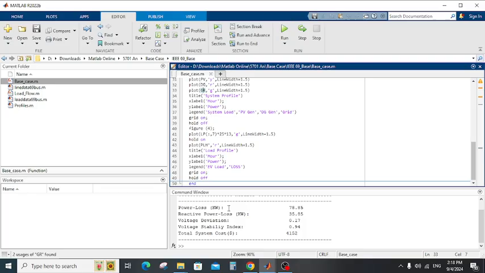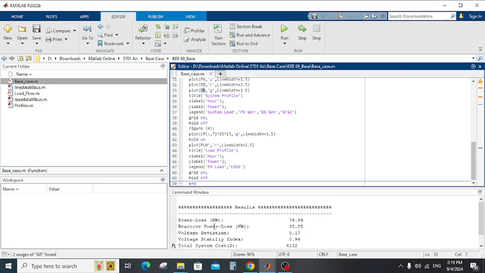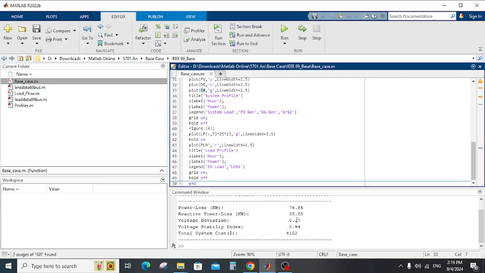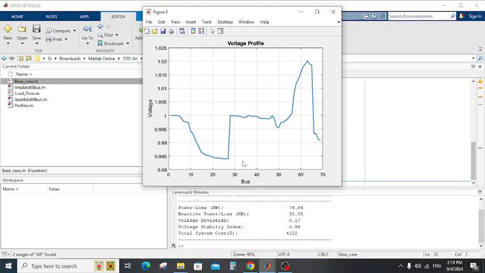If you run it, you see the printed results: the power loss, the reactive power loss, the voltage deviation and voltage stability index, and the last one is the total system cost in dollars. And here you can see the voltage profile for each bus. This is the range of the voltage, the minimum voltage is here, and the maximum voltage is here, for each bus.